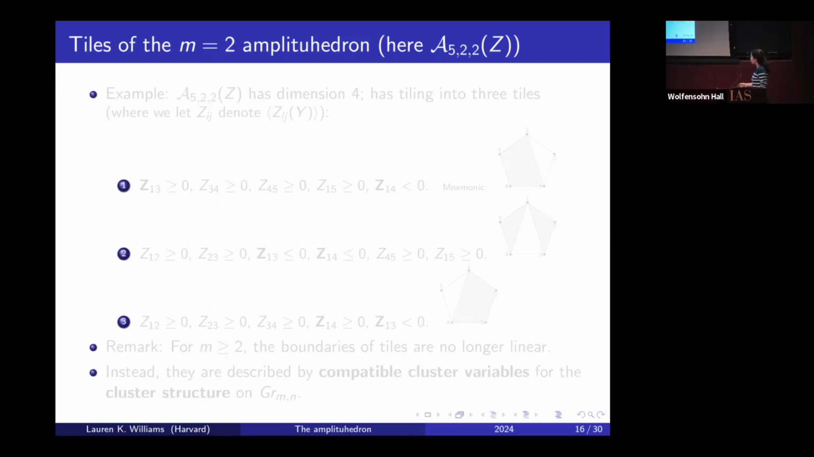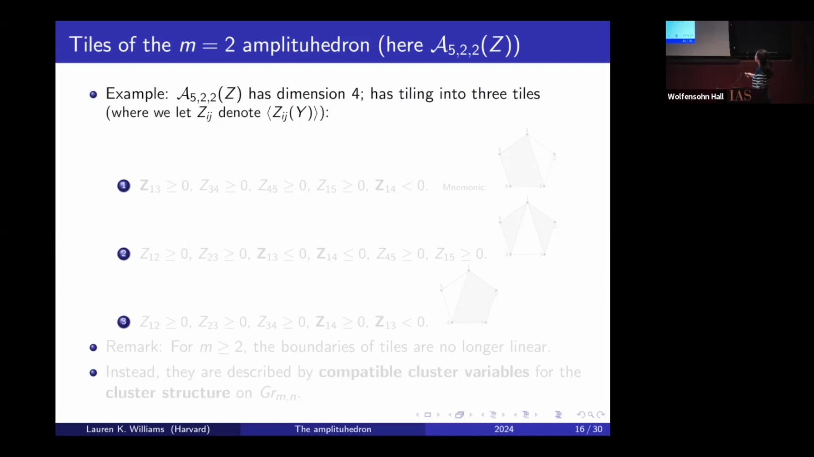Okay, so now let's do an m equals 2 example. This is a little harder to imagine because here our amplituhedron has dimension 2 times k. Here k is 2. So this small example is a 4-dimensional object. I can't really draw a 4-dimensional object, so you have to imagine. But this is a 4-dimensional blob, which has a tiling into three tiles. And I'll tell you exactly what those tiles are.